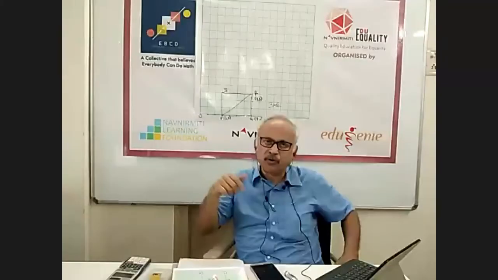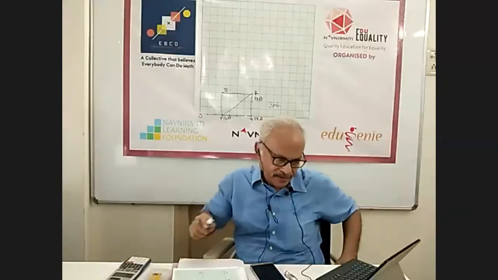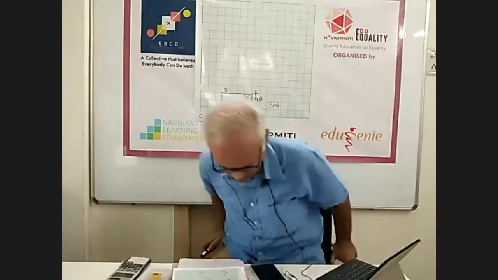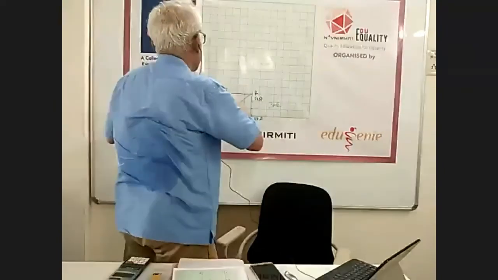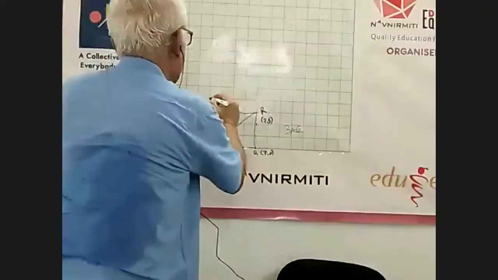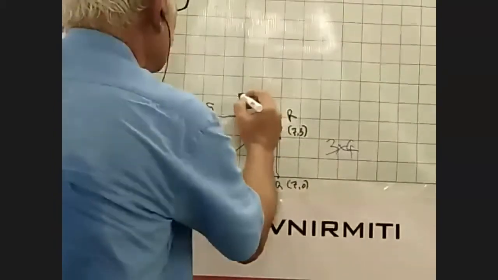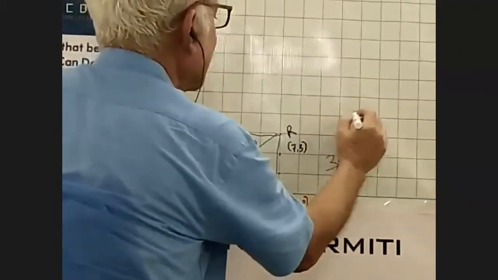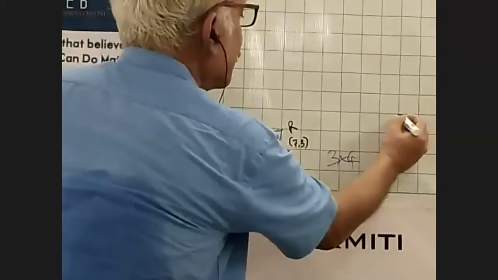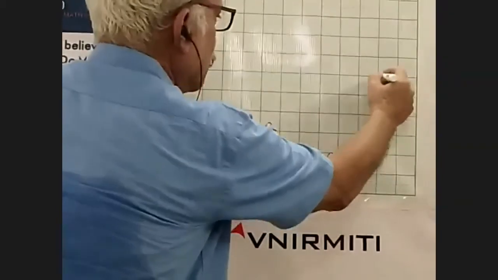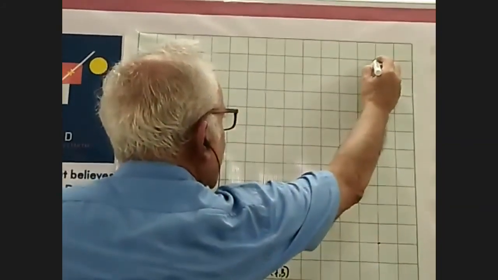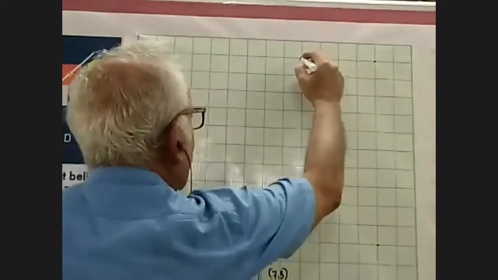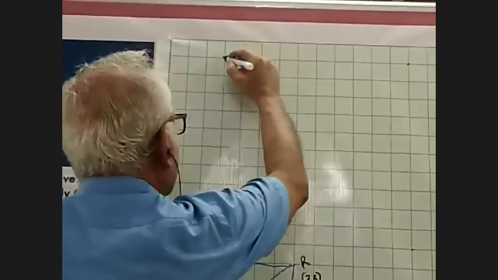I will draw that square on the graph paper here on the board. I start here, count 10. 1, 2, 3, 4, 5, 6, 7, 8, 9, 10. Then 1, 2, 3, 4, 5, 6, 7, 8, 9, 10.